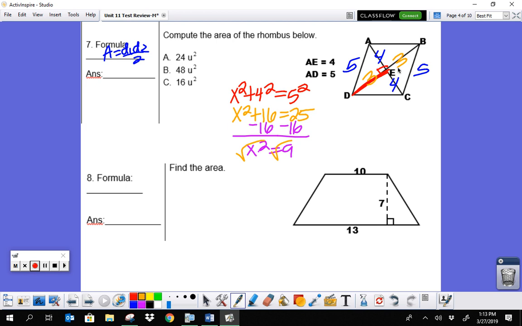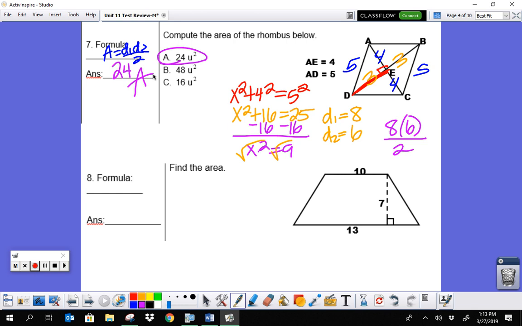So one of my diagonals is 8. The other diagonal is 6. So now I'm going to do diagonal 1, which is 8, times diagonal 2, which is 6, and divided by 2. 8 times 6 is 48, divided by 2 is 24, which is A.